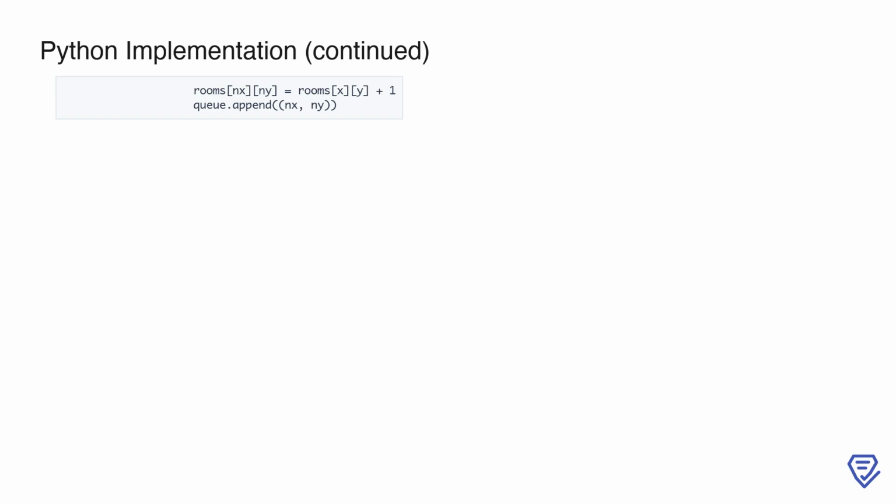If the new position is within bounds and contains the value 2147483647, which indicates an empty room that hasn't been visited yet, we update its distance to be one more than the current position's distance. This ensures that we're calculating the shortest path from the nearest gate. After updating the room's value, we add this new position to the queue so that its neighbors can be processed in subsequent iterations. This BFS guarantees that all rooms are updated in layers, starting from the gates and moving outward, ensuring optimal distances are calculated efficiently.